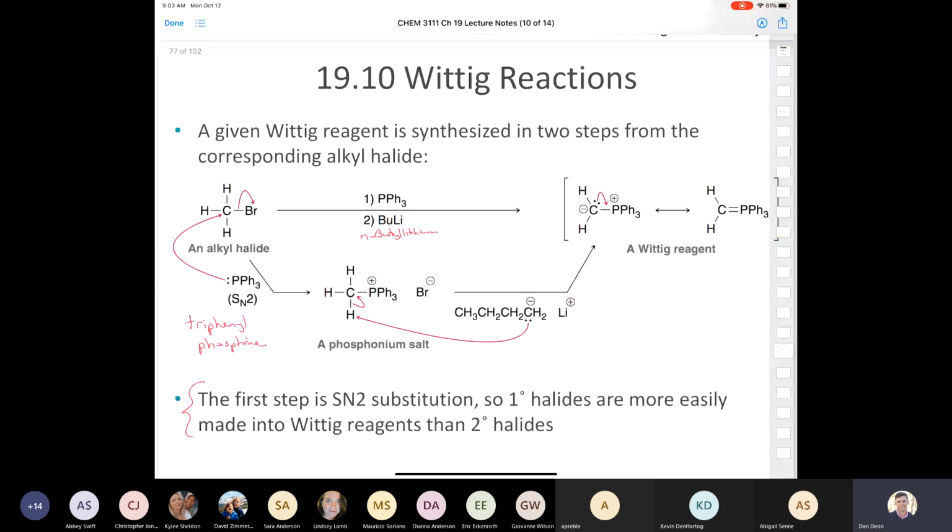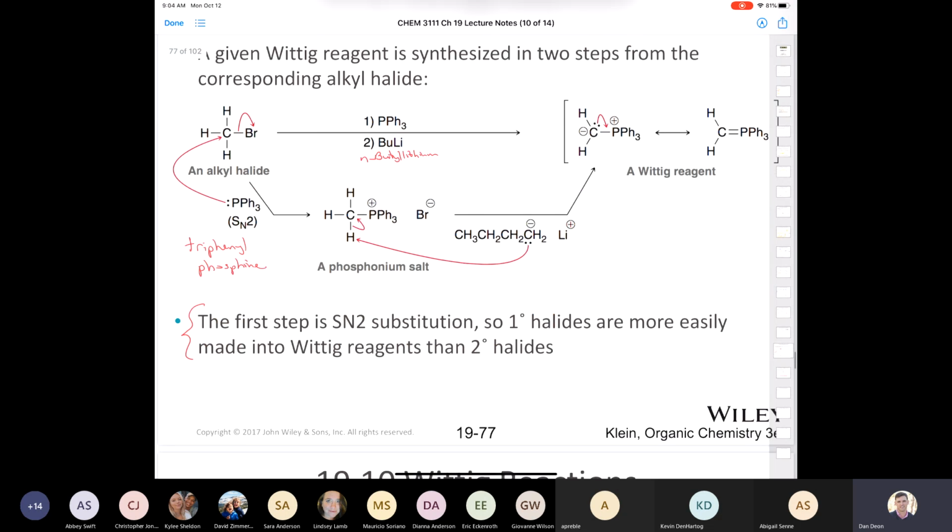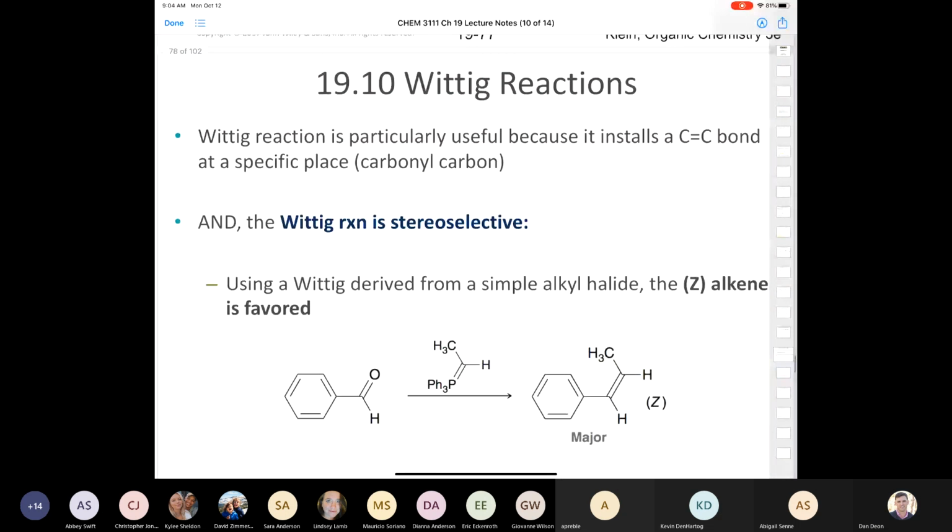In fact, I've looked at the ACS final enough times by now to know that this is one of the things they love to ask: what's the most efficient synthesis of a Wittig reagent? All you have to know is that the first step is an SN2. So you would pick the least hindered alkyl halide. Now, what about the stereoselectivity of this? The Wittig reaction is a particularly useful reaction because it installs a carbon-carbon bond at a very specific place where the carbonyl was, and the Wittig reaction is stereoselective.